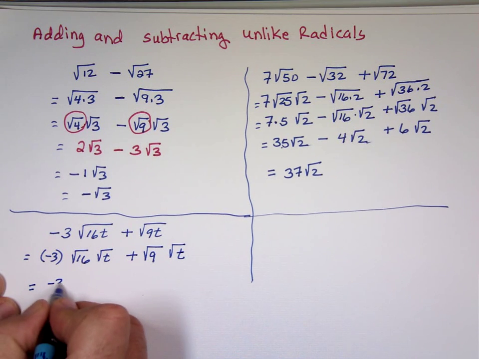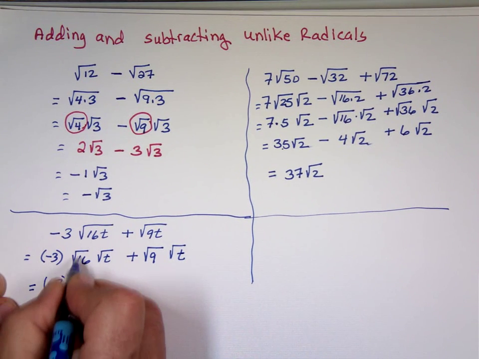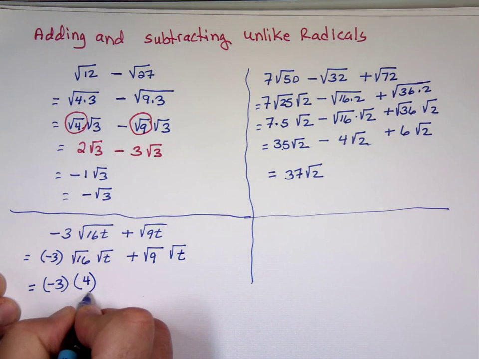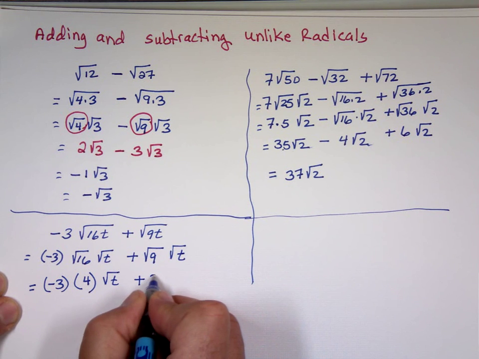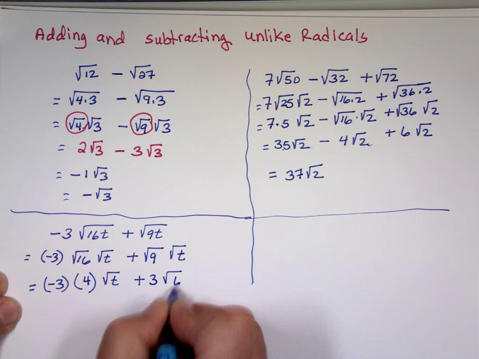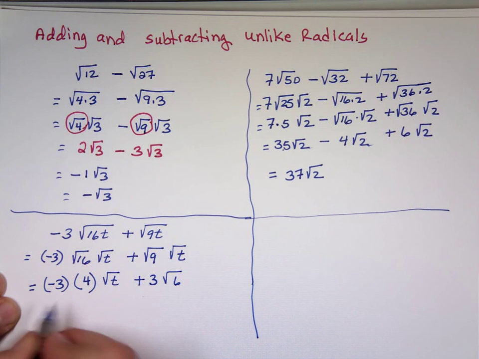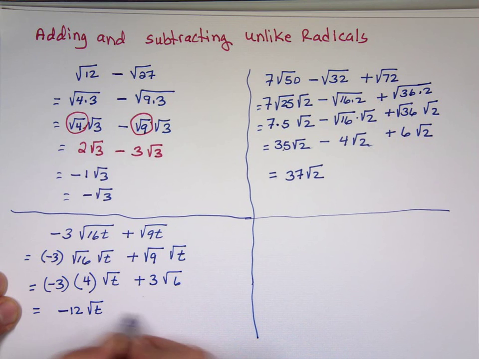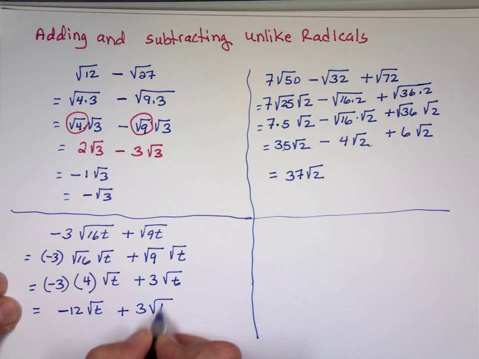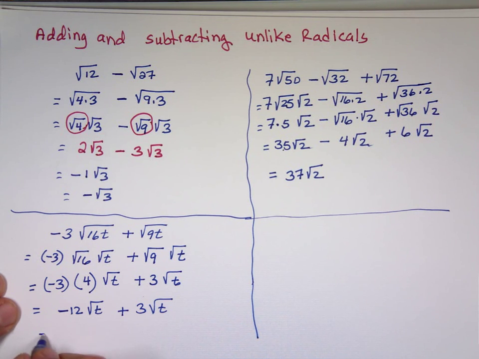This will be negative 3, square root of 16, which is 4, the square root of 9, which is 3. Negative 3 times 4 is negative 12, the square root of t, plus 3 the square root of t. What's negative 12 plus 3? That's a negative 9 the square root of t.